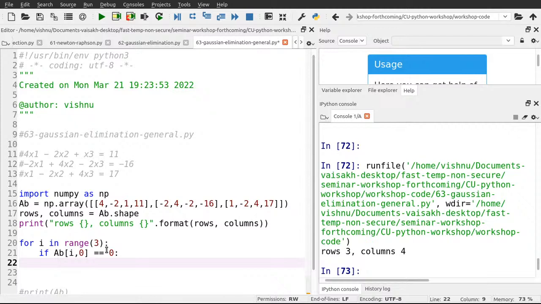Is that a very safe logic? That's what I'm wondering. If AB[i][0] is equal to 0, we need to interchange with the next j. Okay, so we will go into a loop for j in range. So the next row is going to be i plus 1, i plus 1, 3. So what is this 3? 3 is actually the number of rows. So let us take this to be rows. So we are going to interchange with the row j.